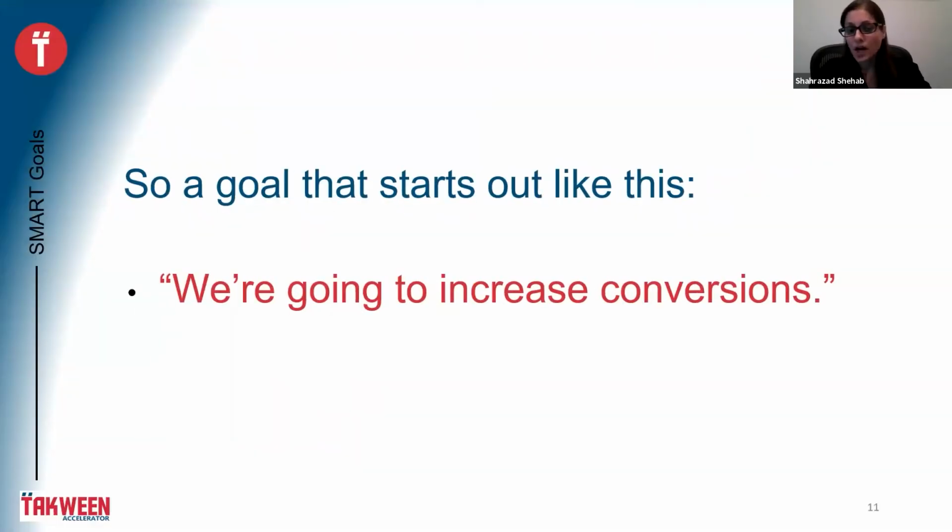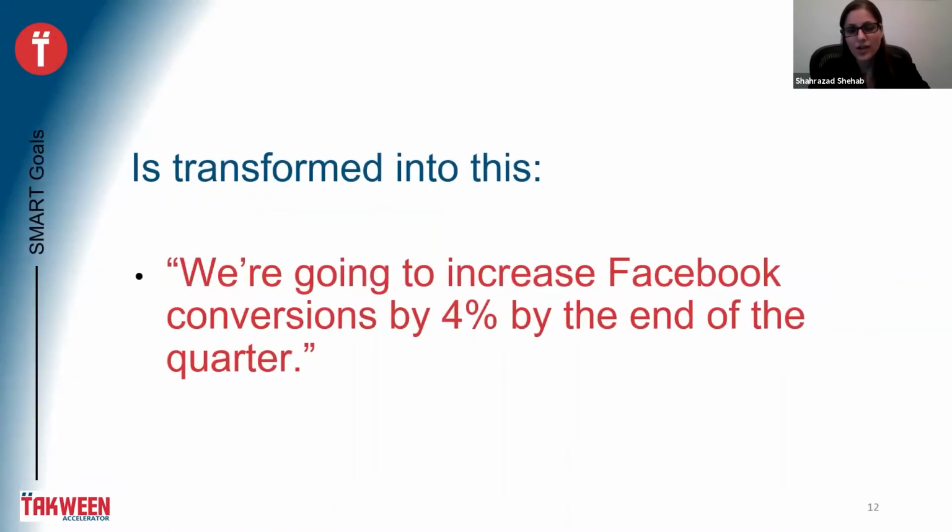So a goal that starts out like this: we are going to increase conversions. This transformed into this: we are going to increase Facebook conversions by 4% by the end of the quarter. Now my goal is a SMART one. If you notice, this example sounds more useful because it includes a time frame, a concrete goal for both the metric to be grown and how it will be measured. And it is as well realistic and relevant.